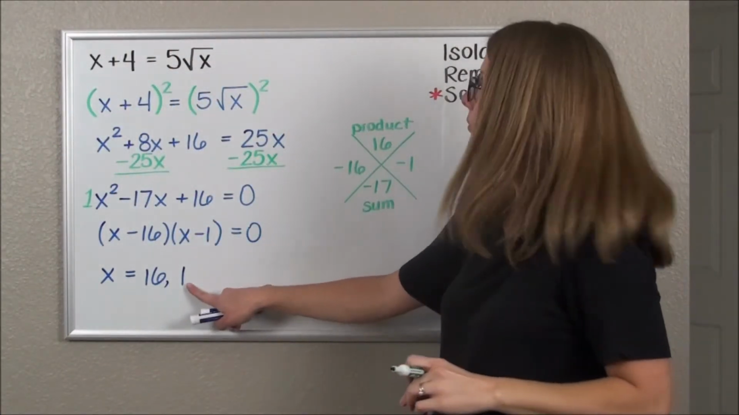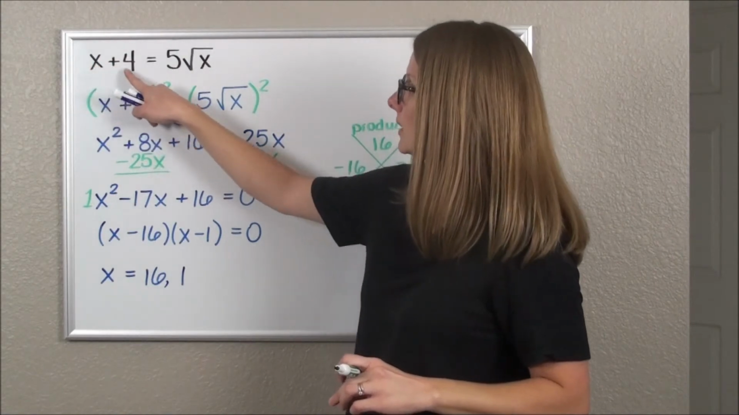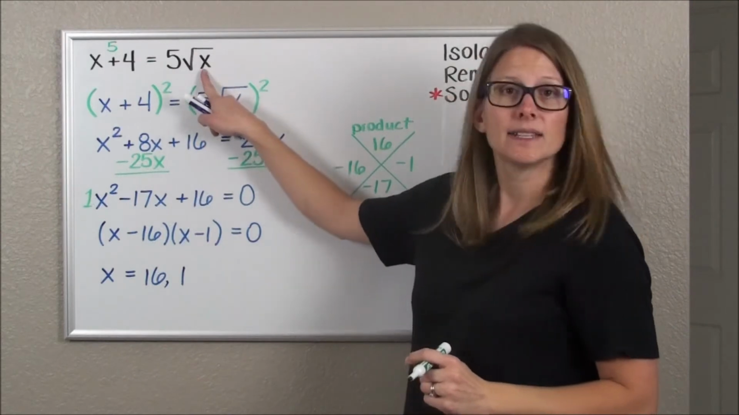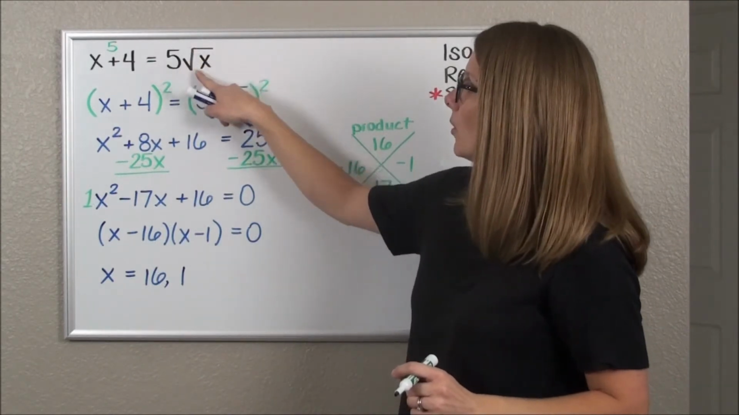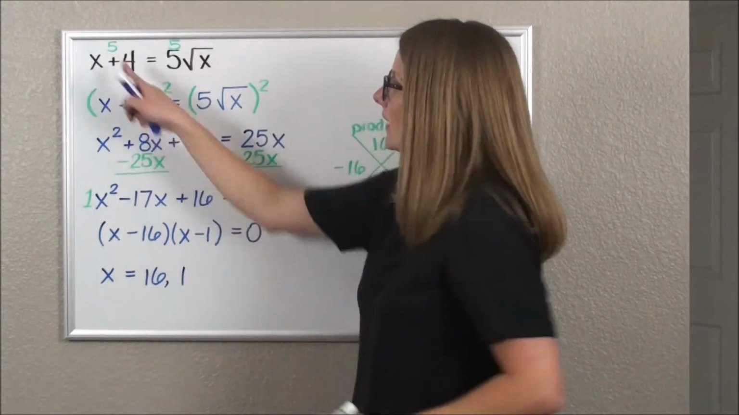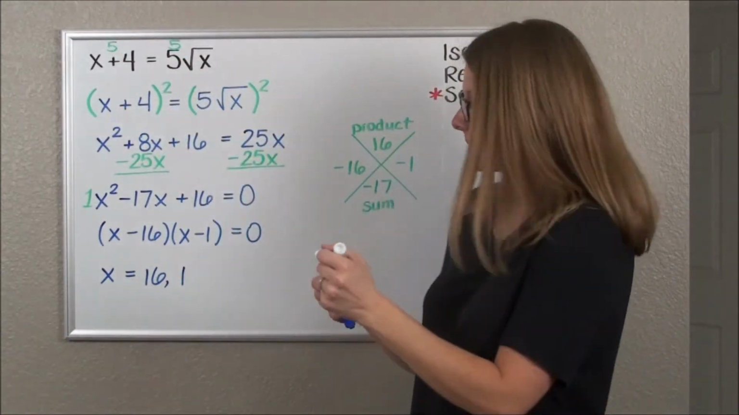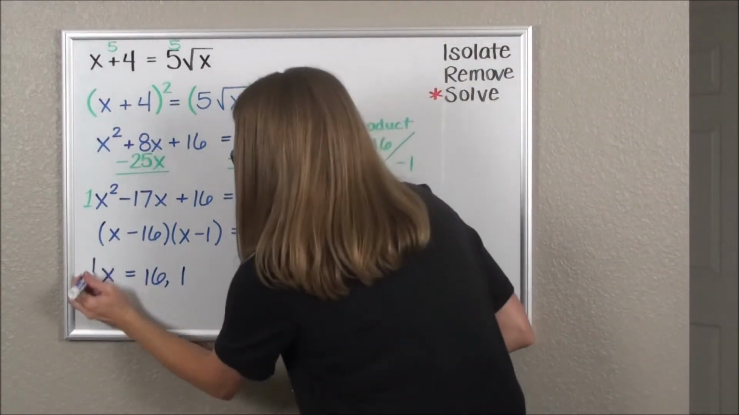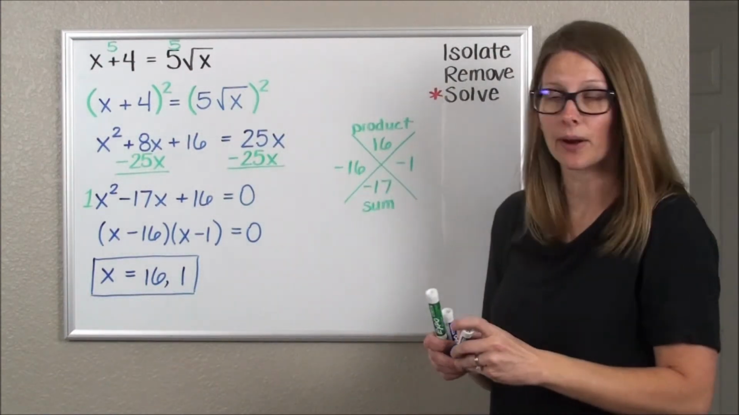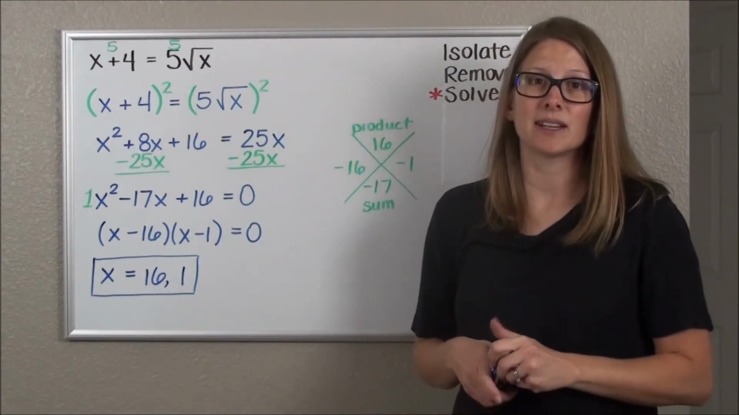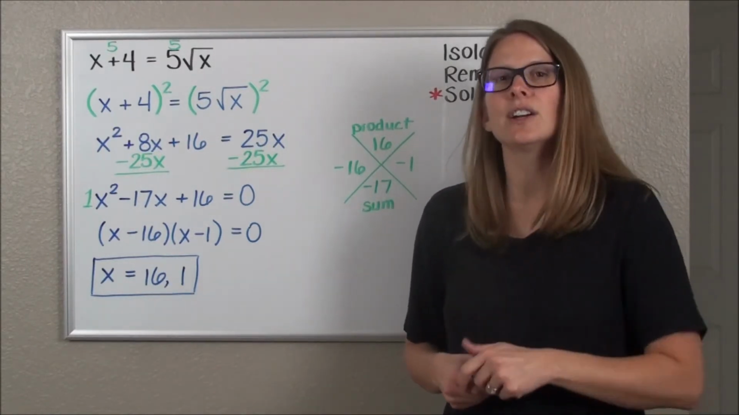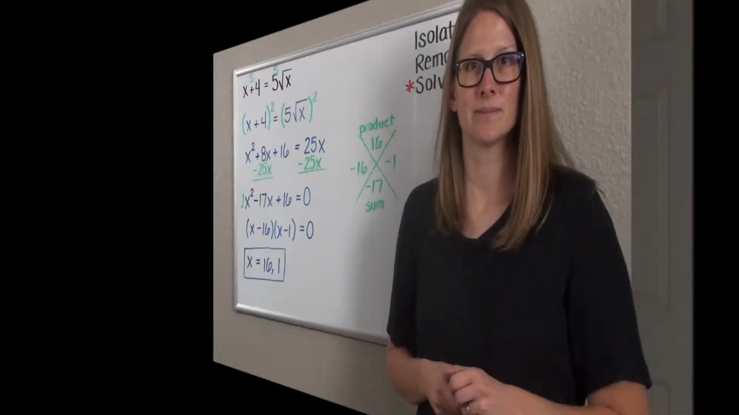So plugging in the 1 wherever I see x, 1 plus 4 is 5 on the left. Again, plugging in a 1 where I see x, the square root of 1 is 1, and 5 times 1 is 5. And I get that 5 equals 5, which is a true statement. So both of these checked out just fine. And on your test, you certainly don't have to check your work on paper, but I'll know if you checked it or not because there will be examples where the answers don't necessarily both check. Let's take a look at an example where one doesn't work.